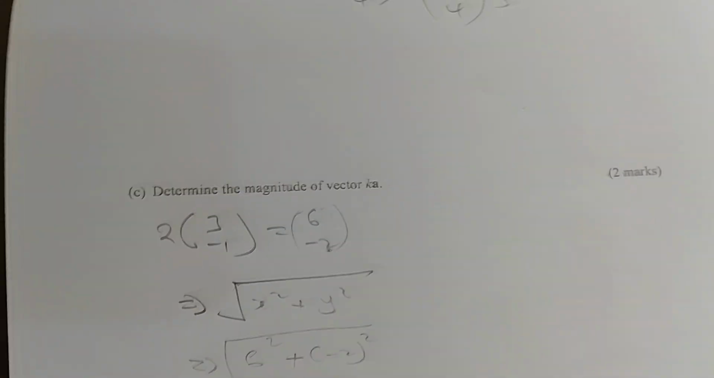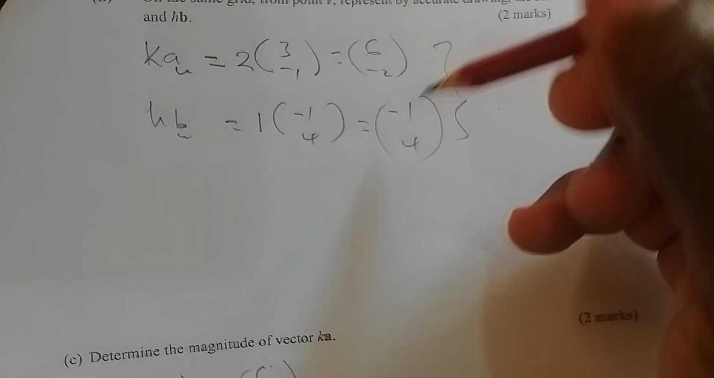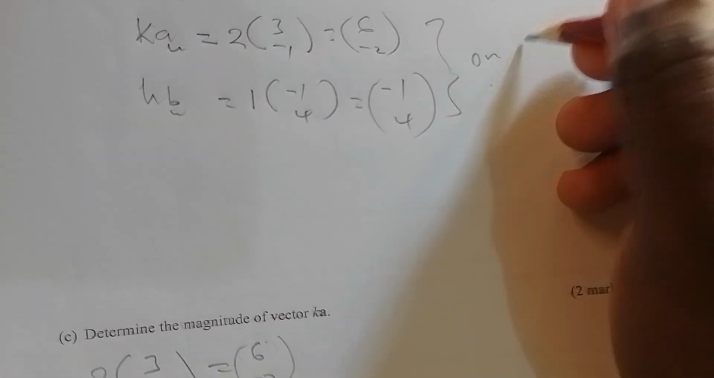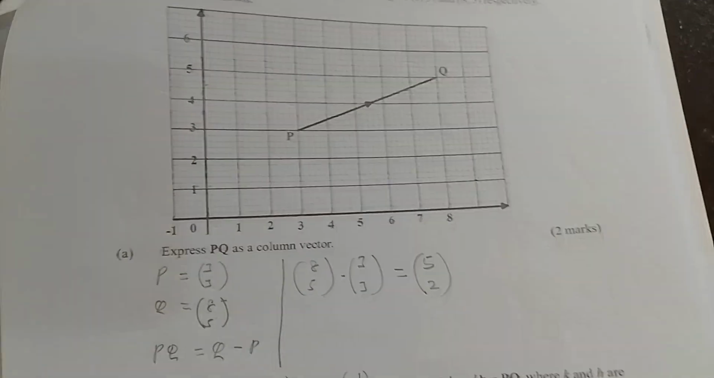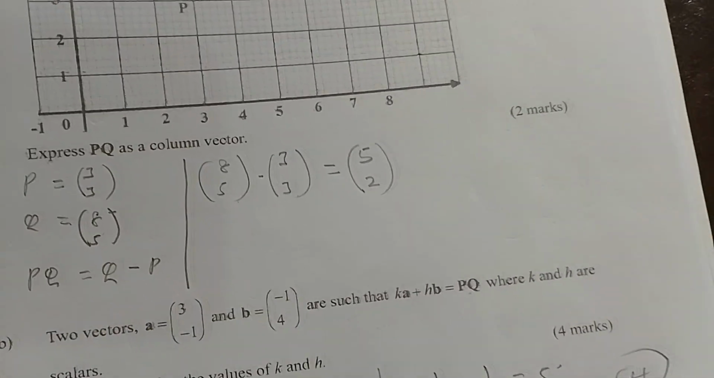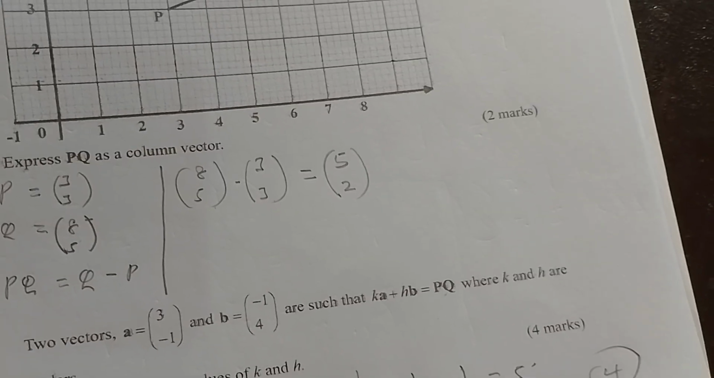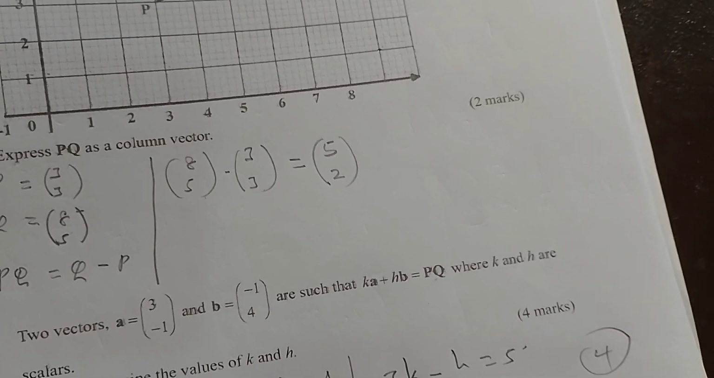Now, back to this question, where we are to show on the grid. Then we go back to the grid, and you show the examiner. We've been told that the question was on the same grid, from point P, represent by accurate drawing the sum of vectors Ka and Hb.